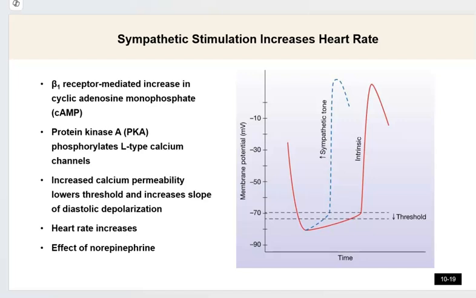I hope this is kind of making sense to you guys in the way that in the red, that's our intrinsic rate. And you can see there's a longer time frame. So in a minute, you would have fewer beats per minute. If I increase my sympathetic tone and stimulate the norepinephrine and epinephrine, it's going to activate the beta-1 receptor mediated cells that are going to then use the cAMP to activate the PKA, and this allows for the increased calcium permeability, lowers the threshold, and increases the slope of diastolic repolarization, and the heart rate increases. So at the end of the day, if you were to say, how does the sympathetic nervous system increase our heart rate?